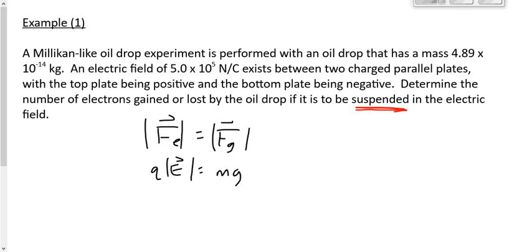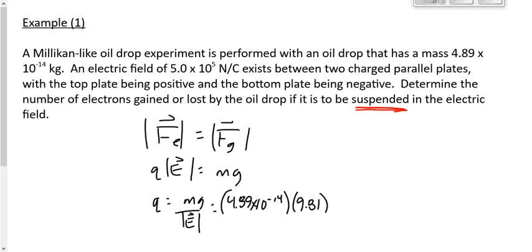And we're looking for the number of electrons. Don't worry about that right now. Just solve for Q. Okay, we sub our values in there. We get 4.89 times 10 to the negative 14 times 9.81, divided by E, which is 5 times 10 to the 5. This is a charge of 9.59 times 10 to the negative 19 coulombs.